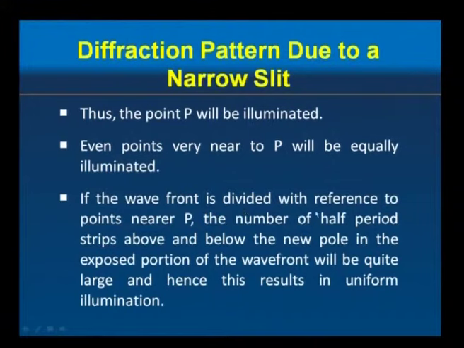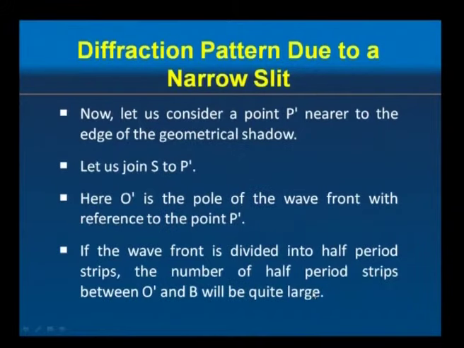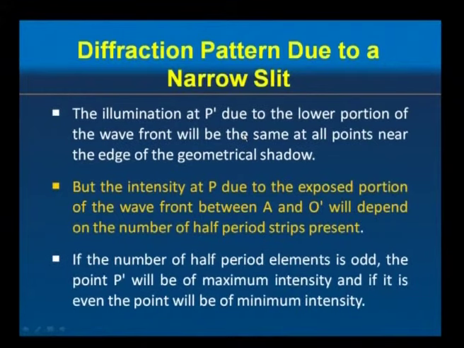If the wavefront is divided with reference to the point near to P, the number of half period strips above and below the new pole in the exposed portion of the wavefront will be quite large, and hence this results in uniform illumination. Now let us consider a point P prime or P double prime.